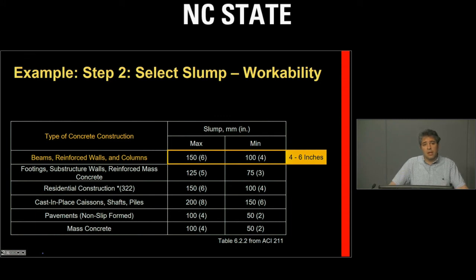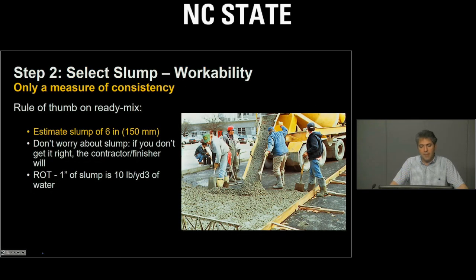So here we are on an example slide, and in step number 2, we want to select slump for our concrete. We said that in this particular example, we want to cast a concrete beam. In this case, we have to choose something between 4 to 6 inches, and in this particular example, we will go ahead and use 6 inches of slump for our concrete. Pretty straightforward, very easy.